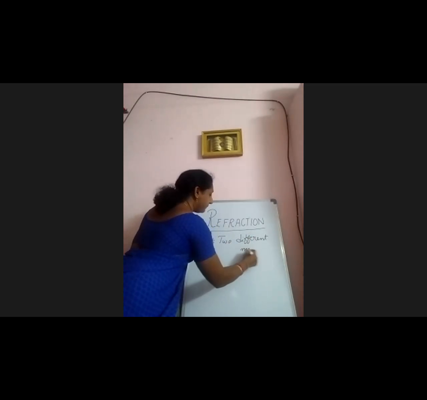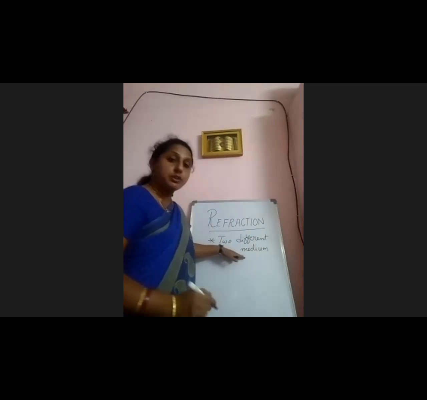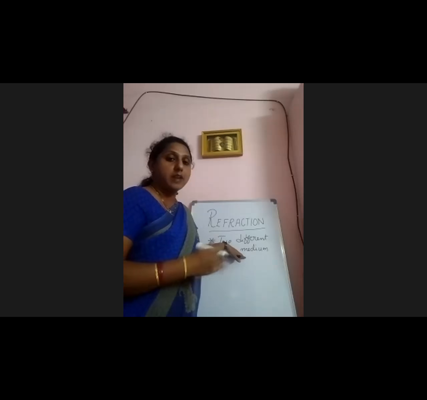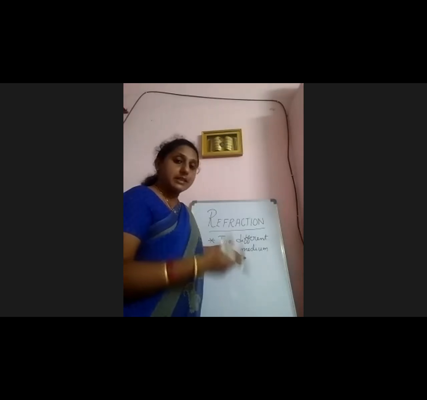Different medium. Okay. Two different medium it is entering. That two medium should be transparent medium, children. It should not be opaque or translucent like that. All this you have learned previously only. Transparent, translucent, opaque objects, all this you learned in previous classes only, children.